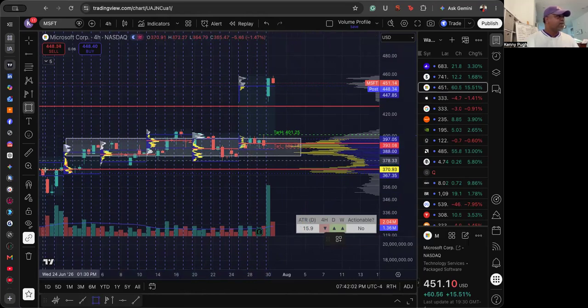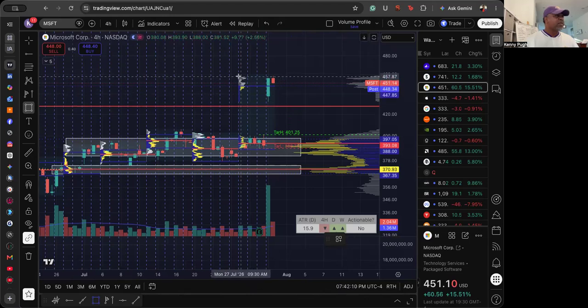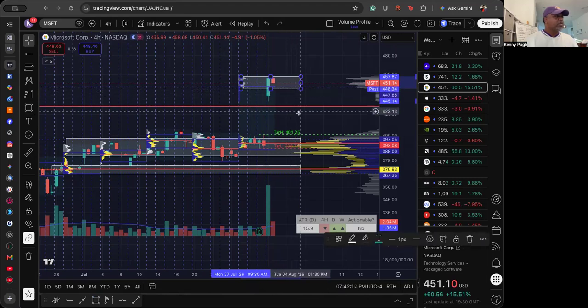We'll add this zone right here to the downside, but all the action is up here. So the question of the day is, are we going to be able to hold? Is there enough interest in Microsoft to hold here, or will we see a retracement to try to fill in this gap in between? Typically, not guaranteed, but typically gaps get filled in at some point.